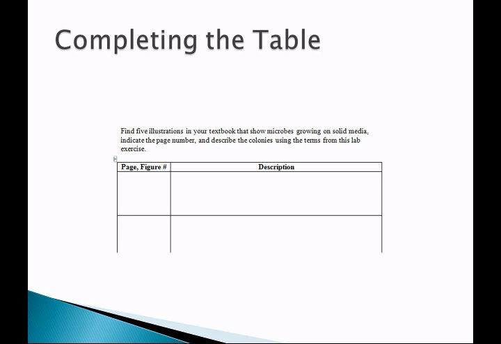If you're not using the current edition of the textbook sold by the bookstore, please tell me what edition you are using so I can make sure that I find these pages and figures correctly so that I can grade this.